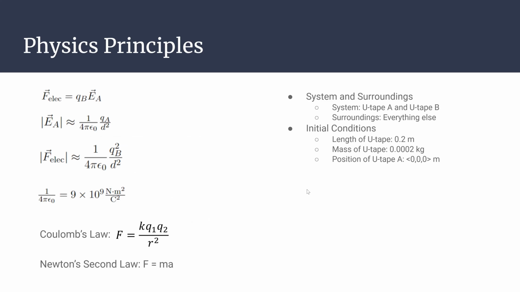The systems and surroundings in this experiment: the system was the two pieces of tape, and the surroundings was just everything else. For initial conditions, the length of the U-tape was 0.2 meters, the mass of the U-tape was 0.0002 kilograms, and the position of U-tape A was at the zero origin. And going back, we used Newton's second law to calculate the gravitational force. I just want to throw that in there really quickly.